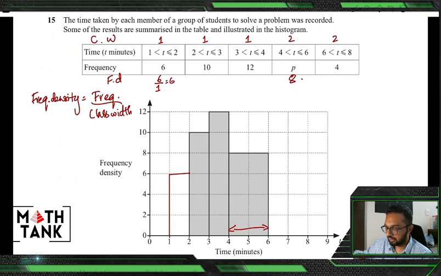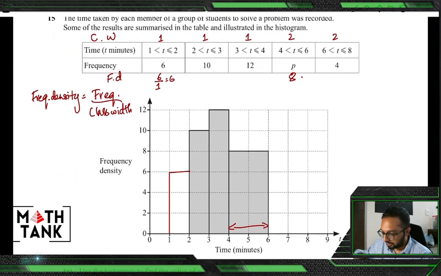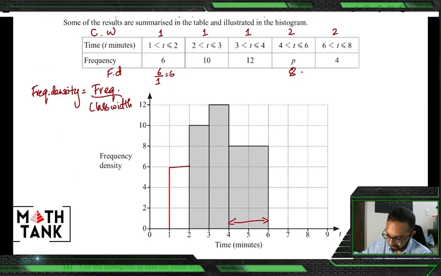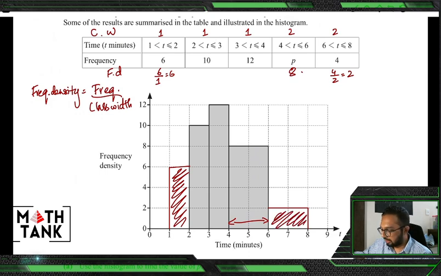That's 6 units. And I'm going to draw another bar from 6 to 8. Its frequency density should be 4 divided by 2, and that's 2 again. So I'm going to draw a small bar. I'm going to say that this is the bar that I need. Okay, I can shade them. All other bars are already drawn for you.